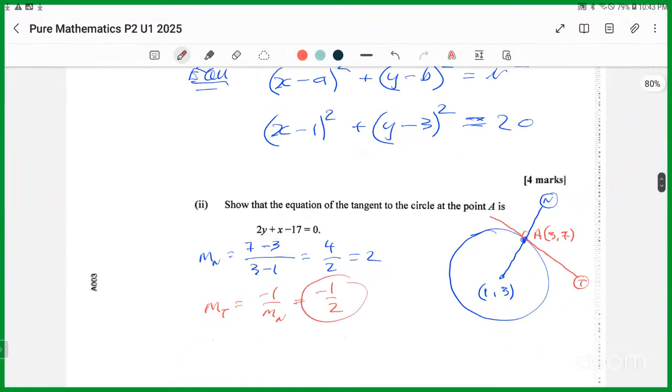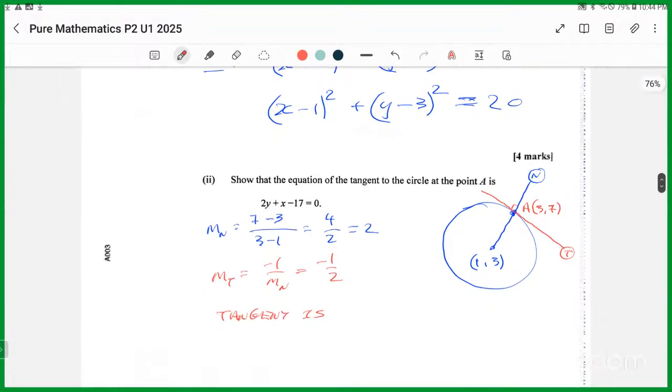We want to use this gradient at this point to get the equation of the tangent. I just write: y minus the y value at A equals the gradient of the tangent times x minus the x value at A. The y value at A is 7, and the tangent gradient is minus half, times x minus the x value at A, which is 3 right there.